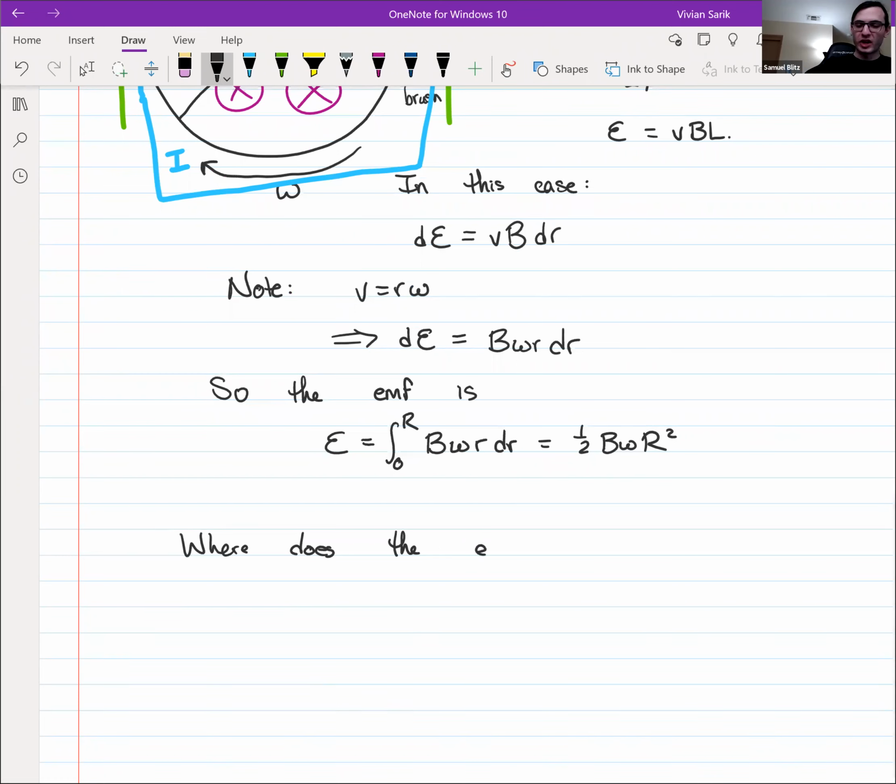And it can really only come from one place. The only place it can come from is from the motion of the disk. That's the only reservoir of energy.